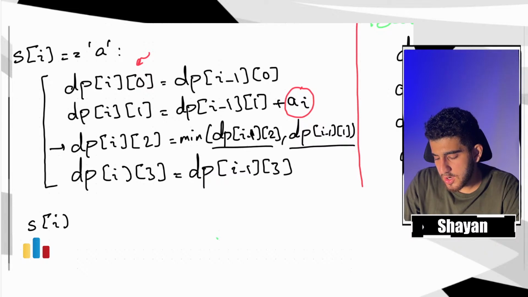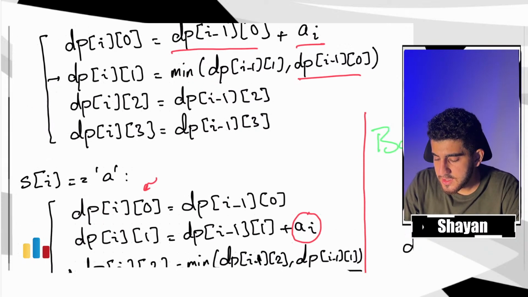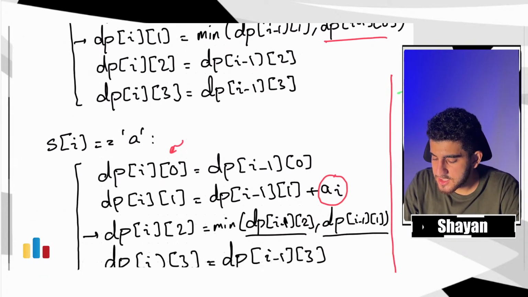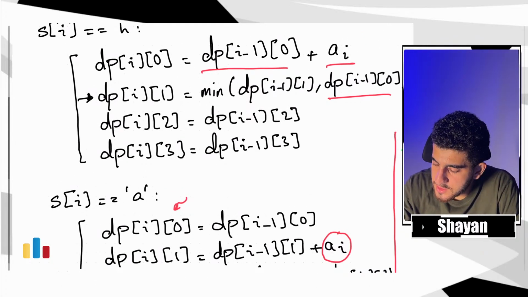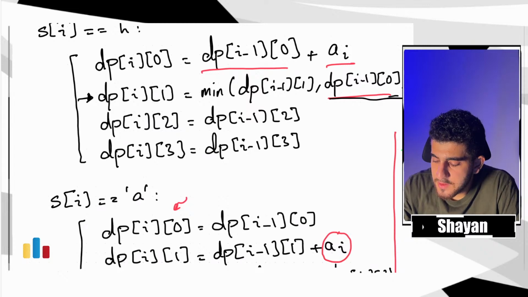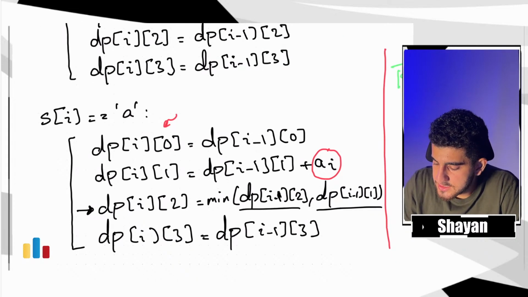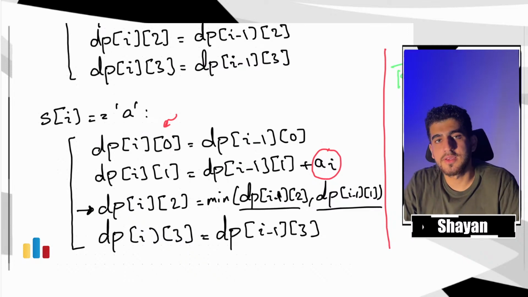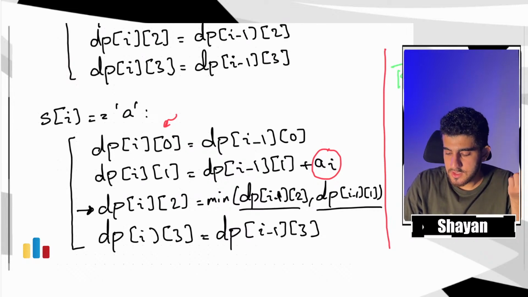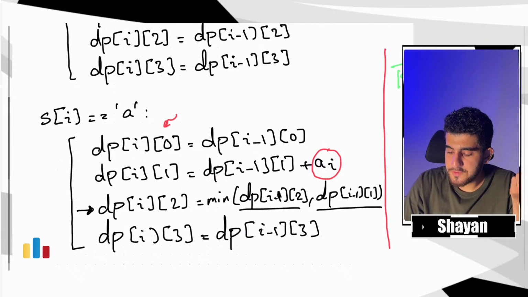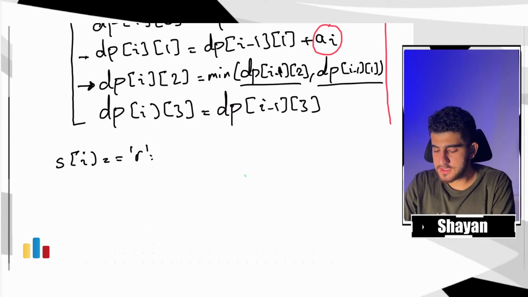Okay, what if S[i] is equal to R? You know, we are finding some pattern. What happened for A was very similar to what happened for H. It just was based on the second one. In this one, dp of i and 1 was updated from its previous one, and dp of i and 0 needed to add this cost. In this one, dp of i and 2 we are getting its minimum with the previous one, and dp of i and 1 was added with the cost. So how's it going to be for the case where S[i] is equal to R? How is that going to be updated?